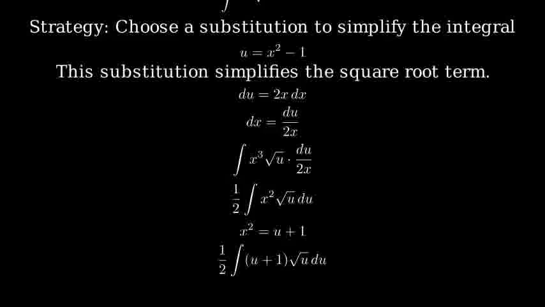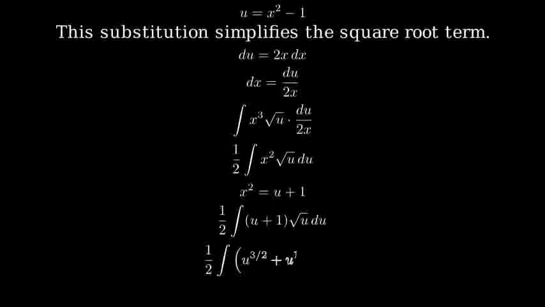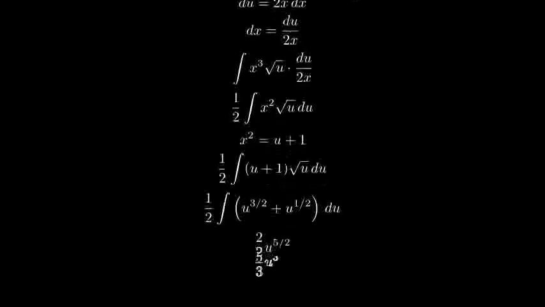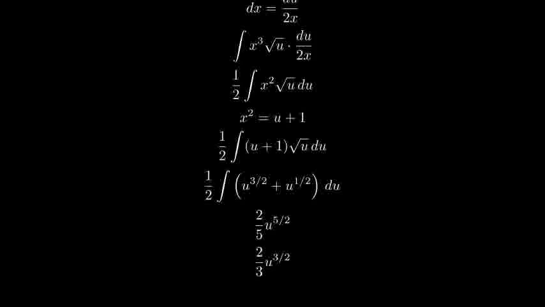Now let's expand the expression inside the integral sign: u to the power of 3/2 plus u to the power of 1/2. Let's integrate these terms one by one. For u to the power of 3/2, we add 1 to the exponent and divide by the new exponent, which gives 2 over 5 times u to the power of 5 over 2. Similarly, for u to the power of 1/2, adding 1 to the exponent, we get 2 over 3 times u to the power of 3/2.